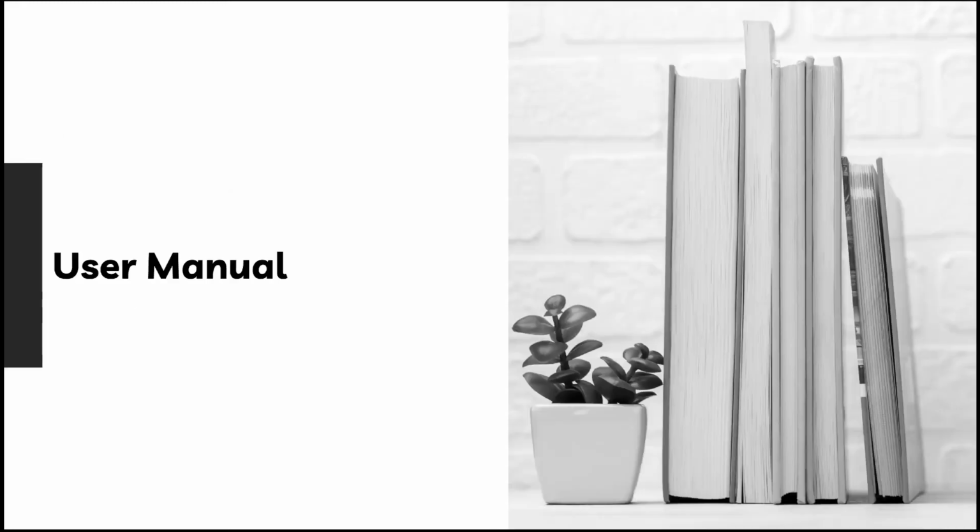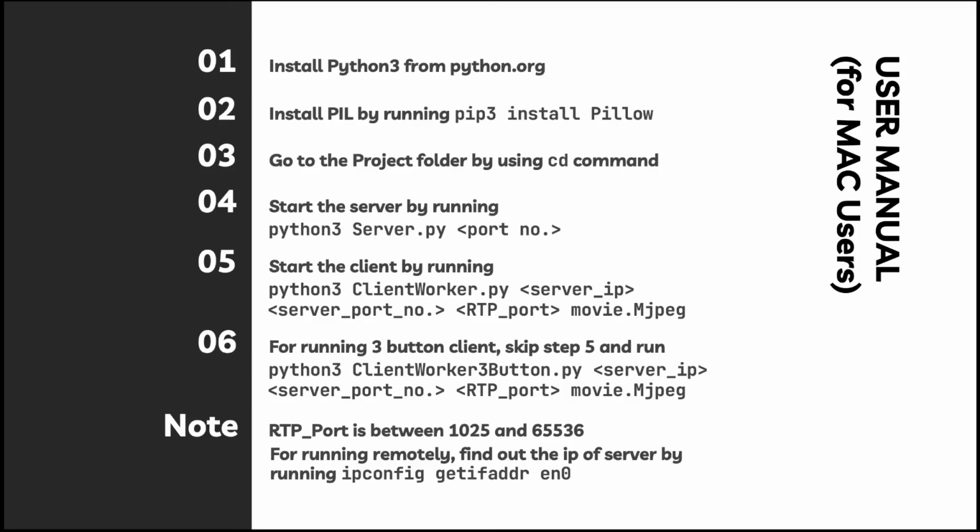And now let's have a look at the user manual. First up, you'll need to have Python 3 installed on your computer if you are using the Mac operating system. Then you have to install the PIL library by running pip3 install pillow. Then you are good to use the project that we have.